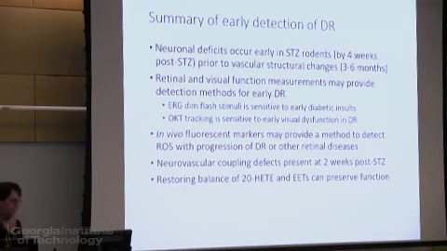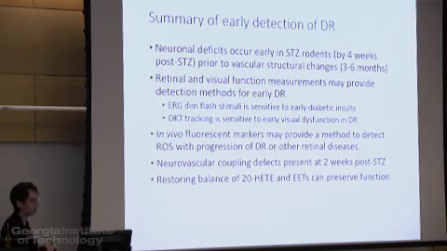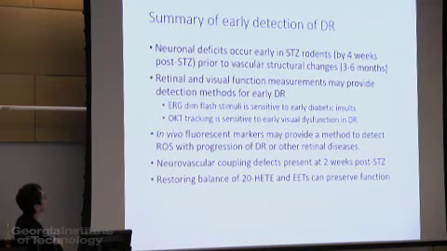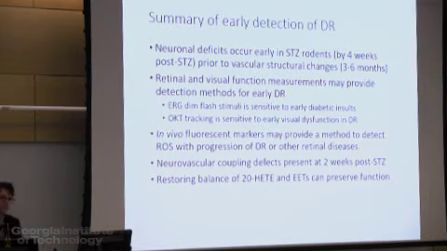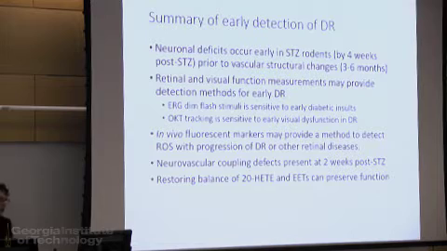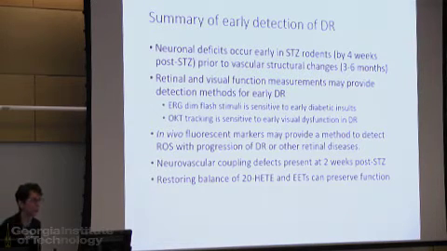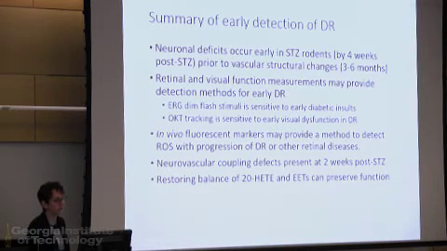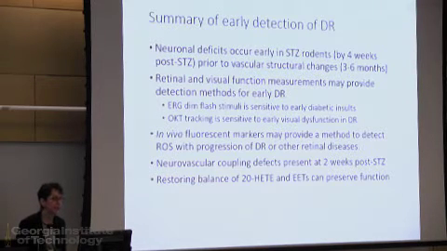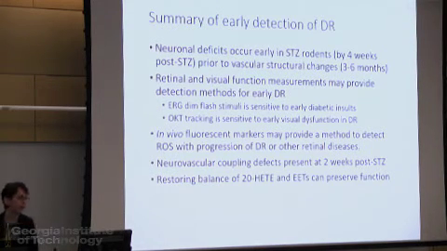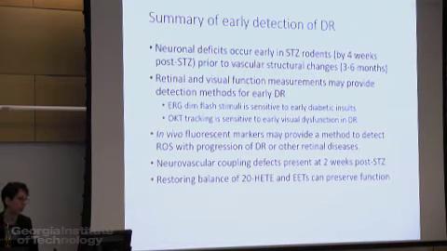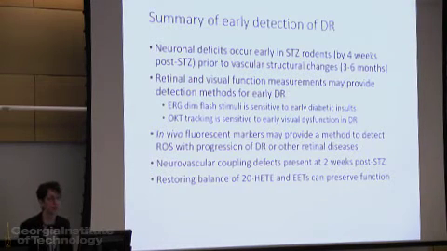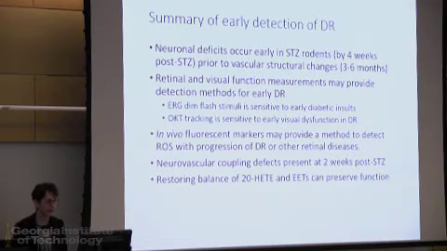Okay, so I'd like to just spend this slide quickly summarizing what I've told you about early detection. So it appears that we have seen some neuronal deficits that occur very early in STZ rodents by 4 weeks post-STZ. And this is prior to those vascular structural changes. And that retinal and visual function measurements may provide detection methods for early DR. That's with that ERG dim flash or with optokinetic tracking.